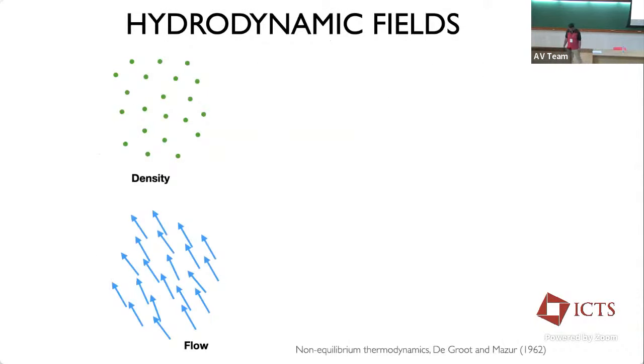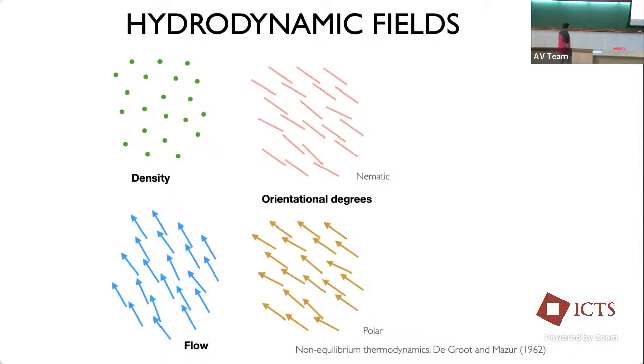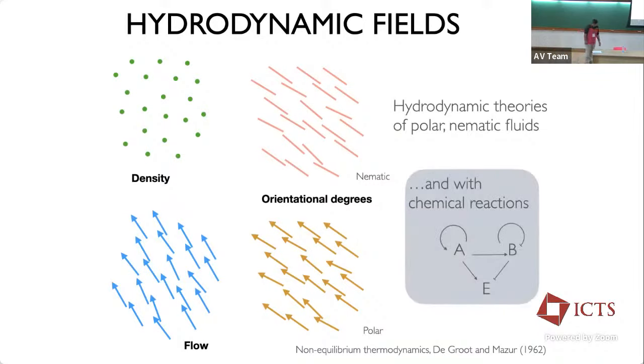So here's an example. You have things like scalar fields, like densities or order parameter fields. Or you could have things which are nematic orientation fields, flow fields, or polar order parameters. So these are things which are very good examples of hydrodynamic theory, hydrodynamic modes.